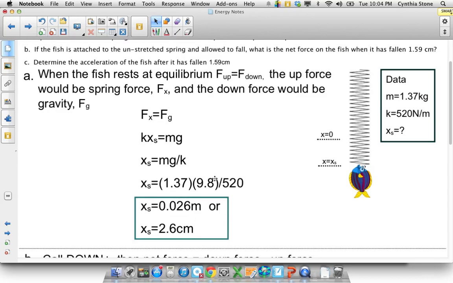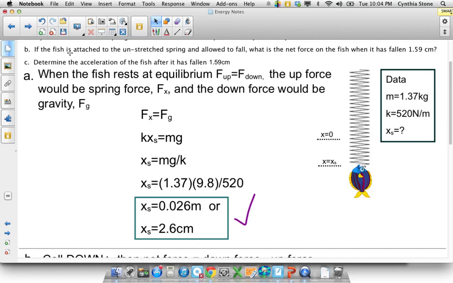Not very much. So that fishy doesn't make it stretch very much. However, in my mind, that does make sense because that's a huge spring constant. That's a very stiff spring. So how much is our fishy weigh? Our 1.37 kilogram fishy won't cause it to stretch very much.